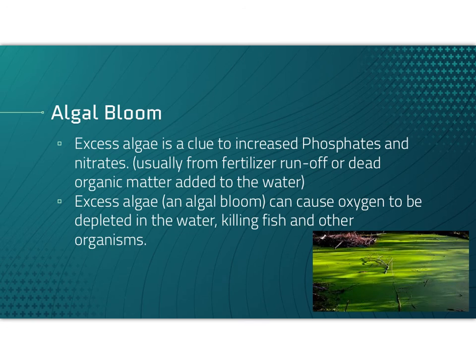So when we have increased phosphates and nitrates, we may get increased algae. Typically, this comes from fertilizer runoff or dead organic matter being added to the water, and we're going to get an algal bloom. This can cause oxygen to be depleted in the water, killing fish and other organisms. And so we see that green pond scum on top. That is an algal bloom.